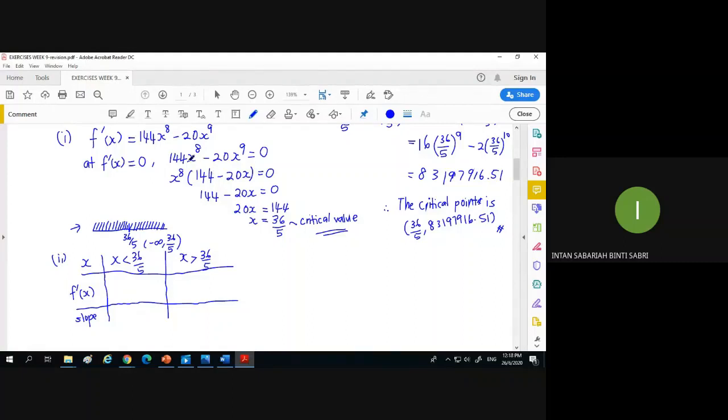So this is your first derivative, right? If x is less than 36/5, say you take 0. You can take -1 as long as it is less than 36/5, but the easiest is you can take 0. If you take 0, then 144 times 0 power of 8 minus 20 times 0 power of 9. So what do you get? A positive or negative value?